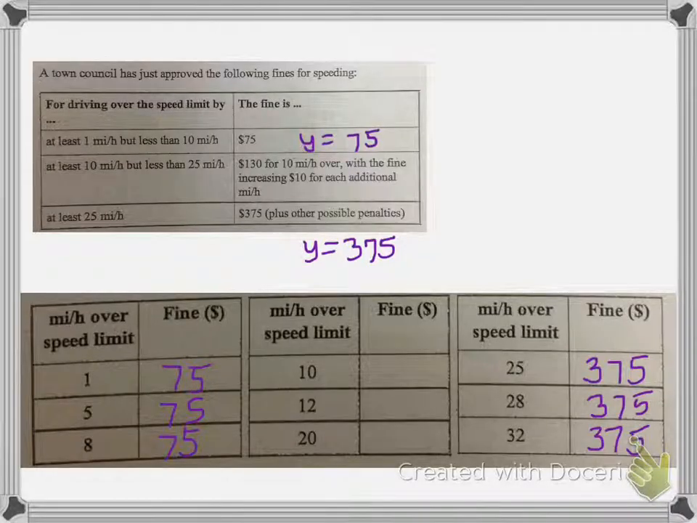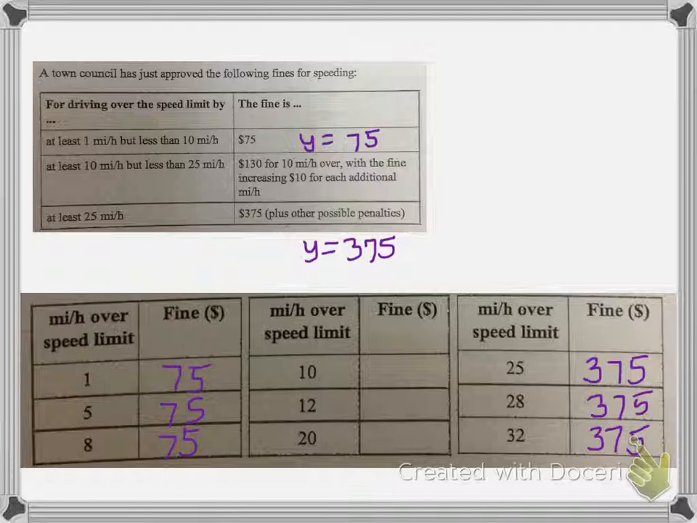So let's look at a real-world scenario. Ever got a speeding ticket? Especially with Operation Thunder going on? Well, this one says a town council has just approved the following fines for speeding. For driving over the speed limit by at least 1 mile per hour but less than 10, you're going to pay $75. At least 10 miles per hour but less than 25, you're going to pay $130.